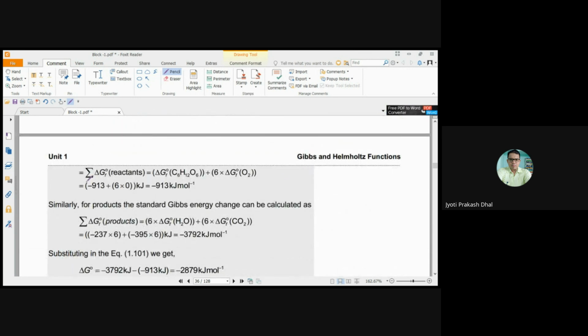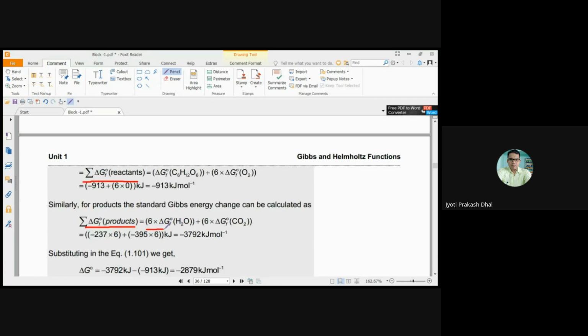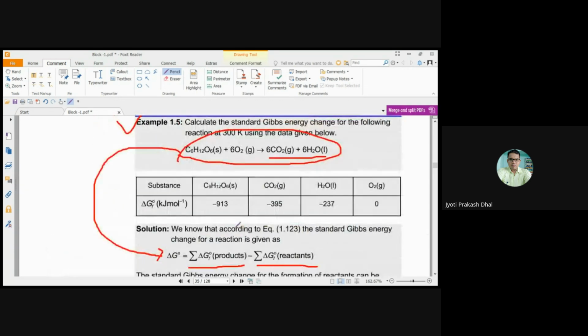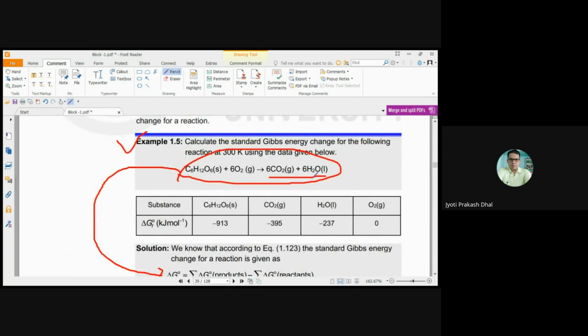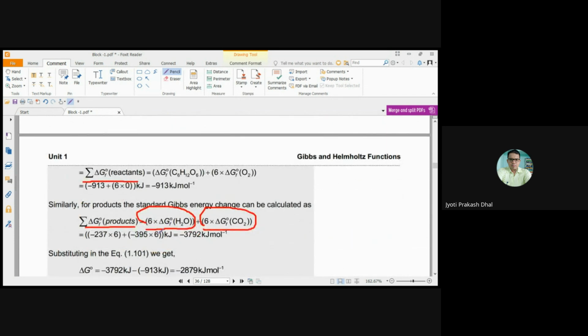First we will discuss the products. The summation of Gibbs energy of formation of the products equals 6 times the Gibbs energy of formation of water plus 6 times the Gibbs energy of formation of carbon dioxide, because on the product side you can observe 6 moles of water and 6 moles of carbon dioxide. So we have to multiply 6 into the Gibbs energy of formation of water plus 6 into the Gibbs energy of formation of carbon dioxide. And these values you can find out.